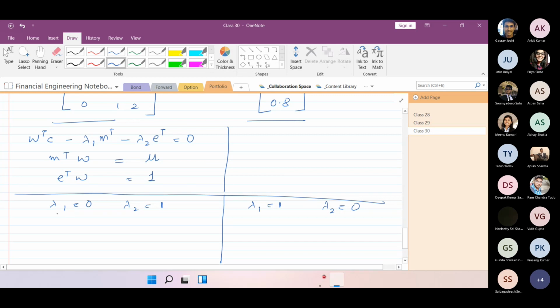So that I can actually get rid of one of those, lambda1, by putting in the value 0. Right. So if I put lambda1 equal to 0 and lambda2 equal to 1 in the first expression, what do I get? W transpose C is equal to E transpose. Yes or no? Because lambda1 is equal to 0. Please say yes, sir.